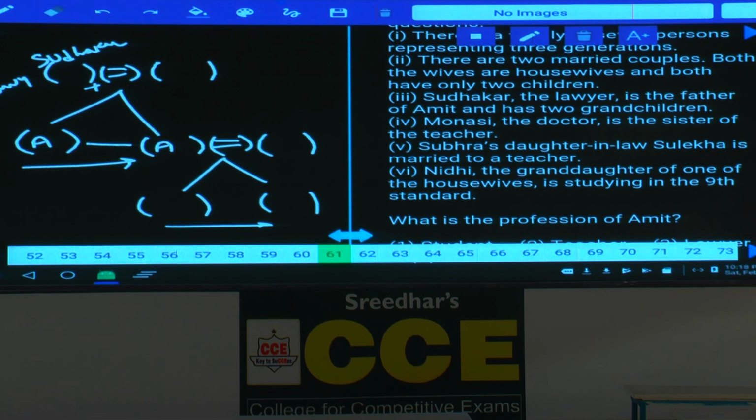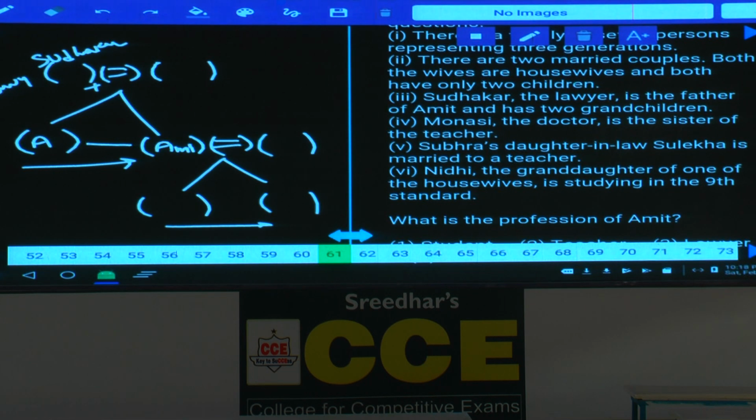Hence, as of now we cannot determine this one. And Subra's daughter-in-law. Now, Subra's daughter-in-law, one person is having a daughter-in-law. Daughter-in-law means son's wife. Now, Subra's son should get married. As Subra's son should get married, then who is that person? Amit. Hence, Amit will be here.